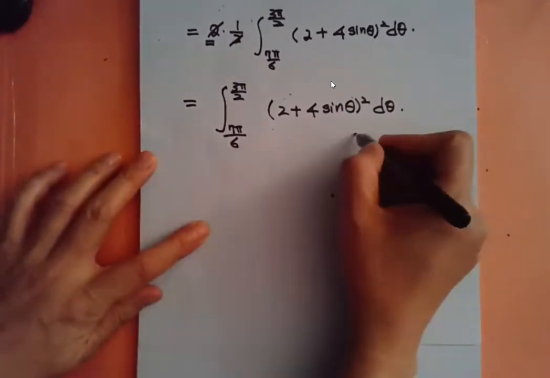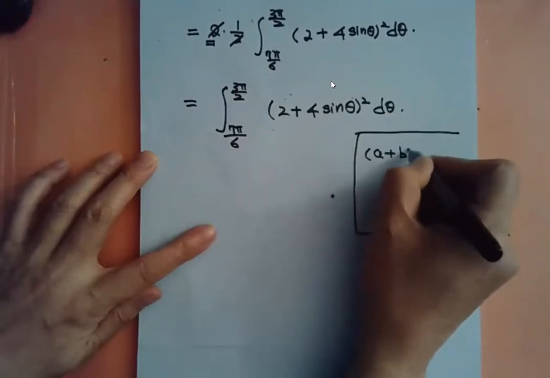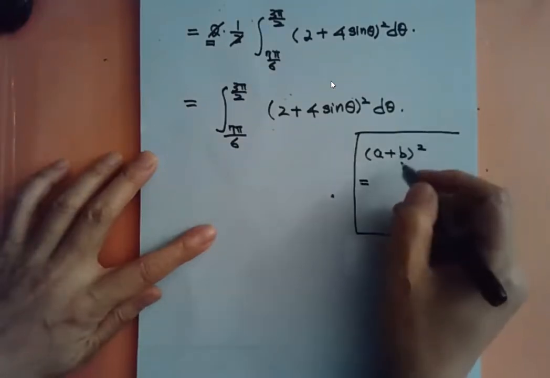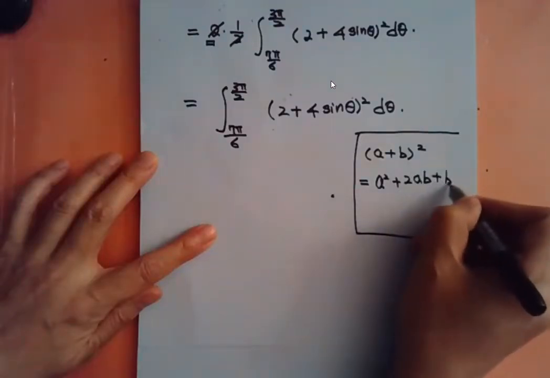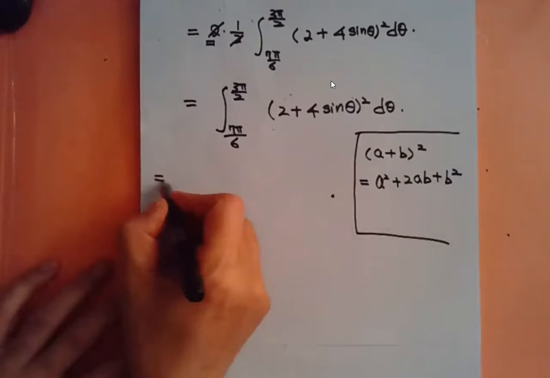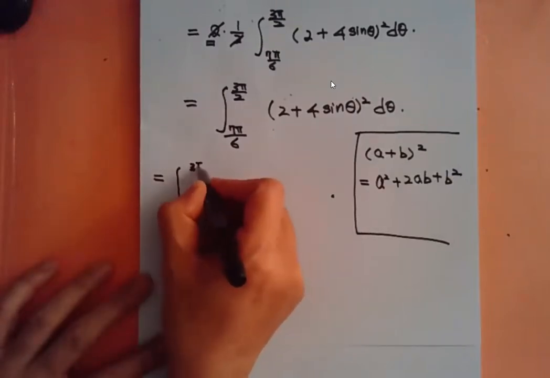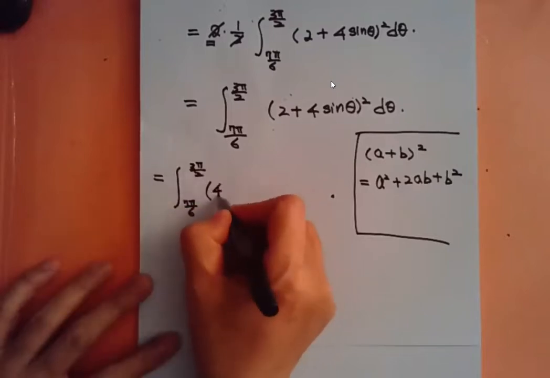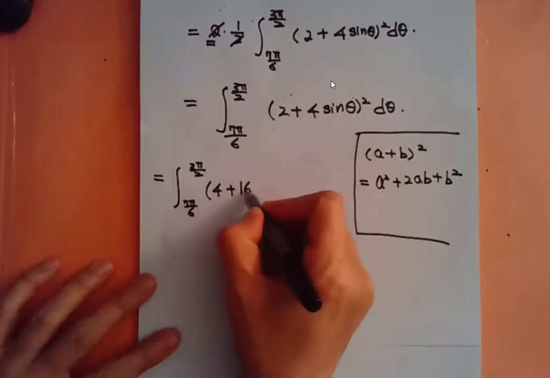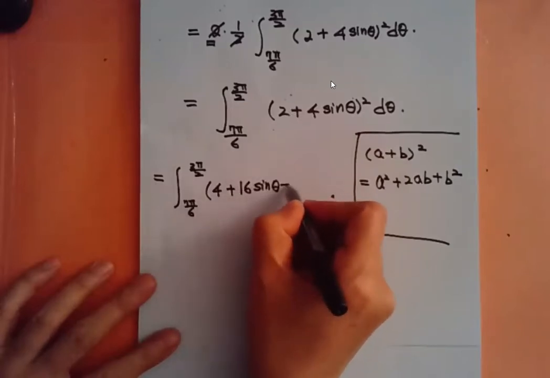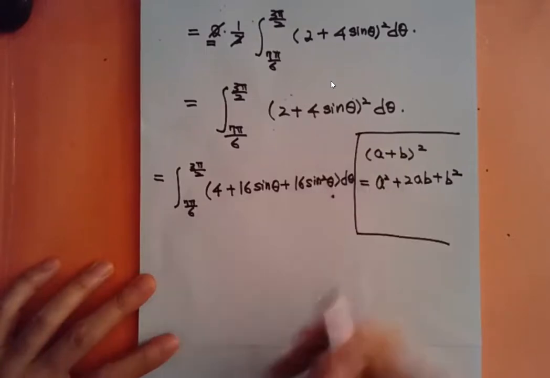So again, we go back to college algebra class. A plus b squared is a squared plus 2ab plus b squared, right? So that is the integral from 7 pi over 6 to 3 pi over 2 of 4 plus 4 times 2 times 2 is 16 sine of theta plus 16 sine squared of theta d theta.